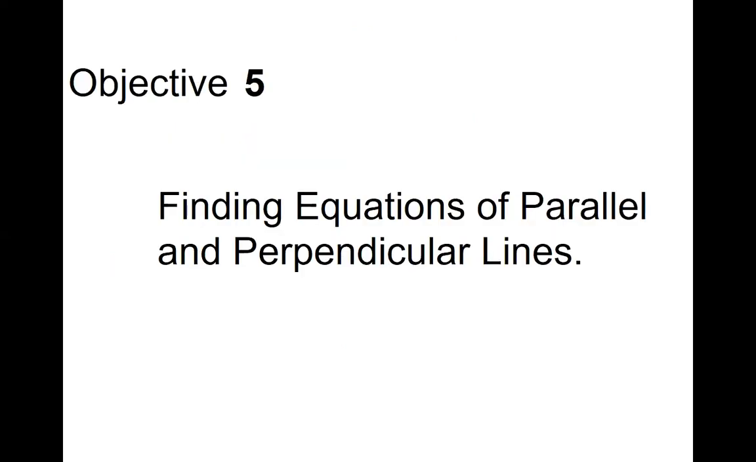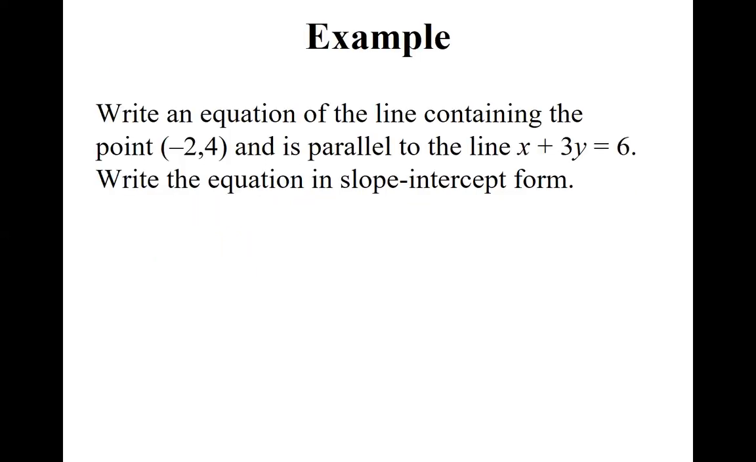The fifth objective in this topic is finding equations of parallel and perpendicular lines. Write an equation of the line containing the point (-2, 4) that's parallel to the line x plus 3y equals 6. Write the equation in slope-intercept form. Well, parallel lines have the same slope, so to be parallel to the line x plus 3y equals 6, we need to know the slope of that line.